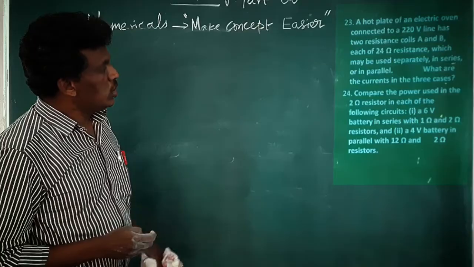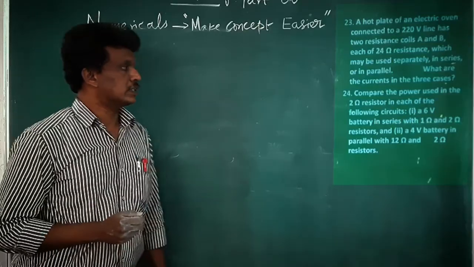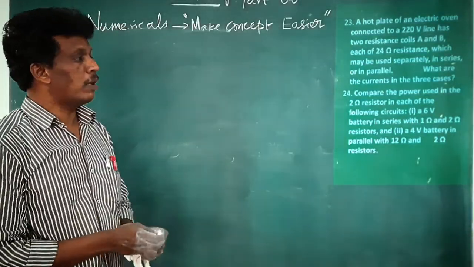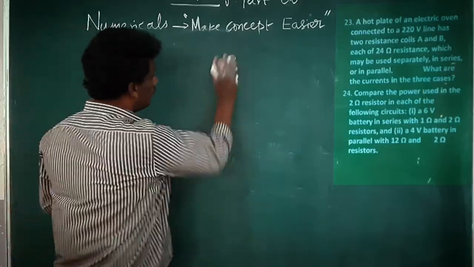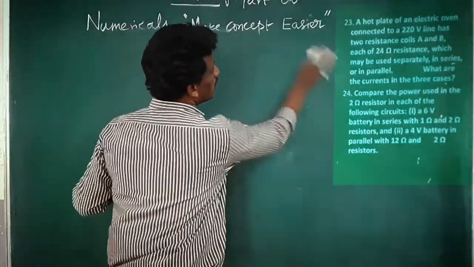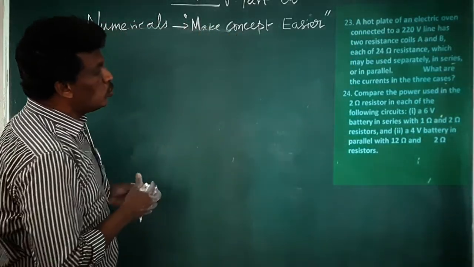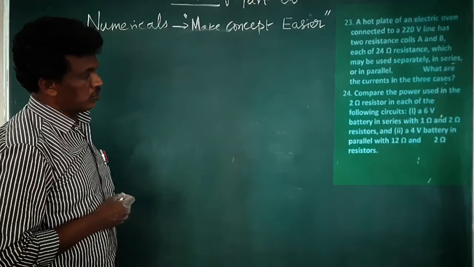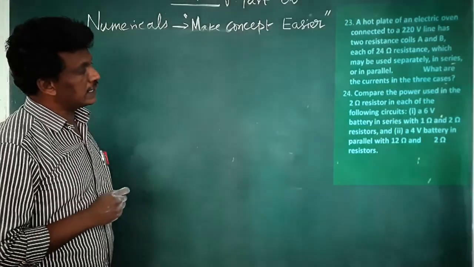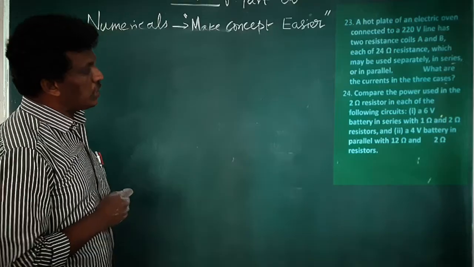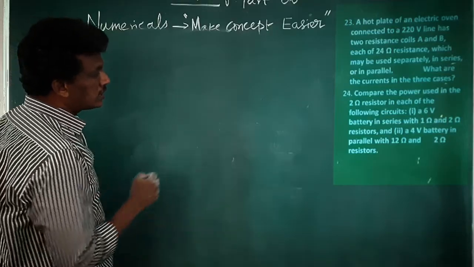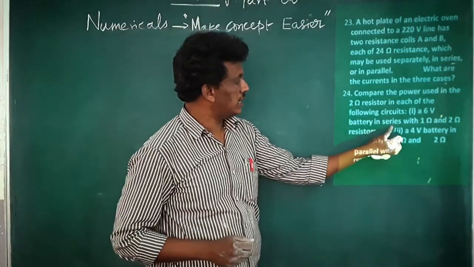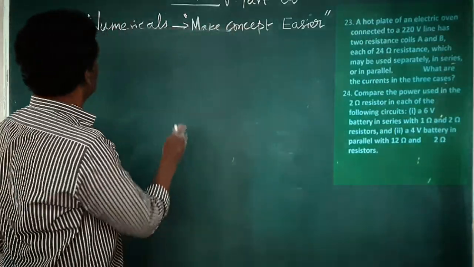Compare the power used in the 2 ohm resistor. Because whenever you want to calculate the power, where do you want to calculate? So what is given in this question? For the 2 ohm resistor you have to find out, but you have to do the comparison. So 2 different circuits. One is what? A 6 volt battery in series with 1 ohm and 2 ohm.